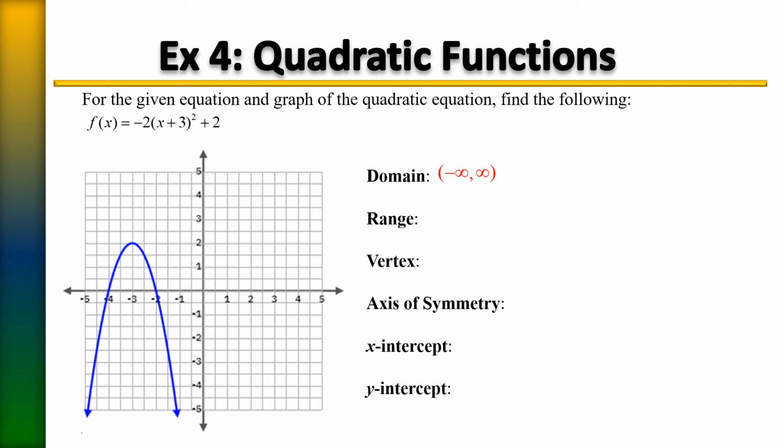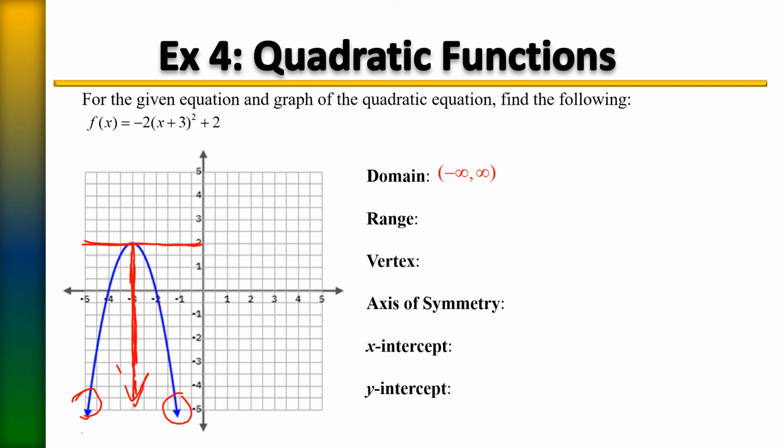Well, again, because this parabola is facing downward, it's going to have a maximum value. So the highest point on this graph is going to be at 2. In terms of what's the lowest point, well, notice that you have arrows there on both ends. And so that means that this particular range is going to go forever and ever down to negative infinity.